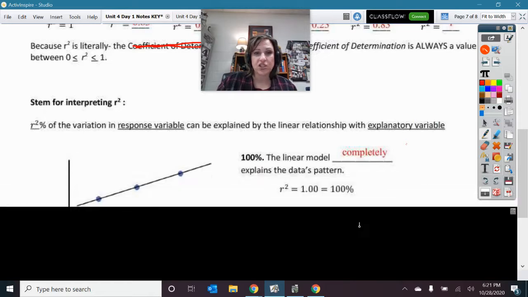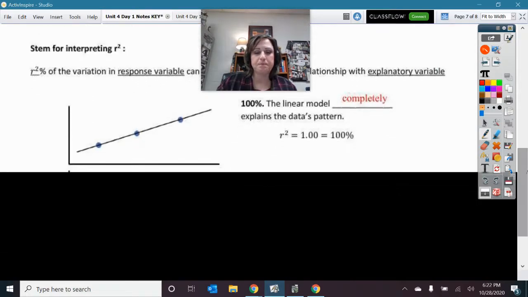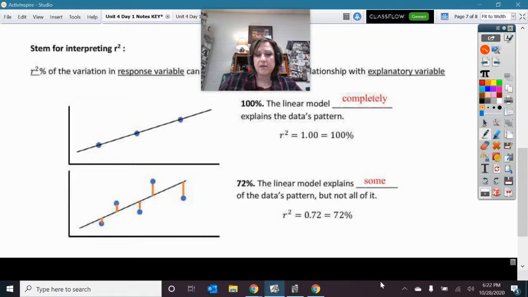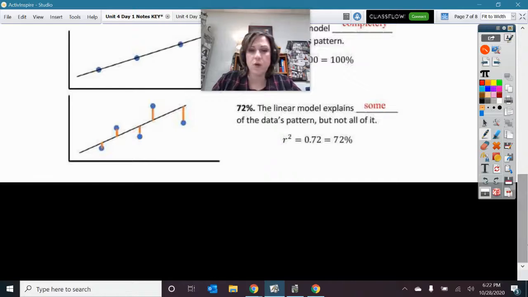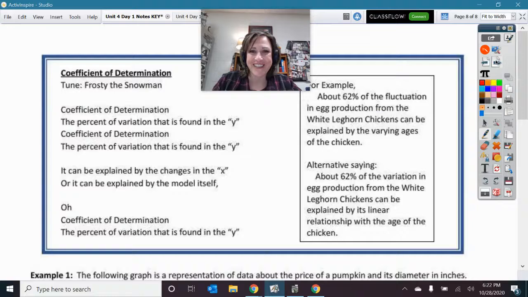Now, I also have a song that will help us remember this. It goes to Frosty the Snowman. Here we go. If it is 100%, then the y variation is completely explained by that linear model. If maybe R squared is just 0.72, then it's some of it. It's not all of it. It's not explaining all of it. Okay, so let's move on. And I think next, here comes our song.